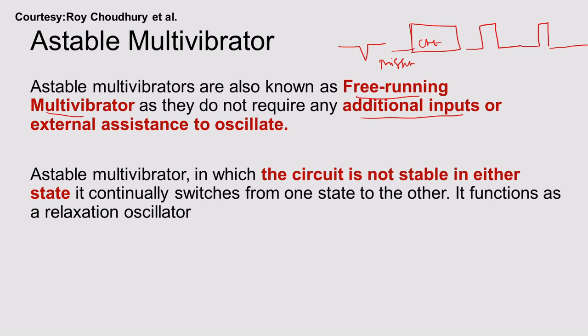But in the astable, this is the novelty. The circuit is not stable in either state. It continuously switches from one state to another. This is a very important thing to listen to here. The triggering is not required. No trigger. No triggering in the astable. The circuit is not stable in any state, so it will switch continuously from one state to another state.